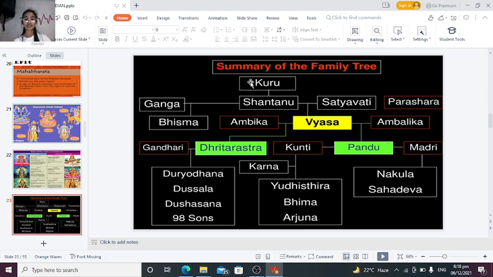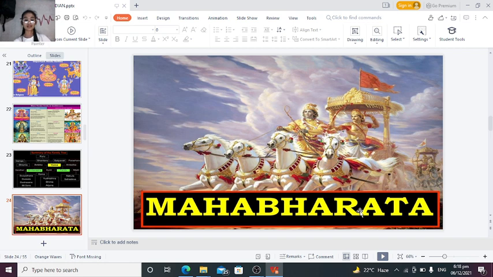Now, this is the summary of the family tree of the story Mahabharata. So we can understand this summary if we know or we read the story of the Mahabharata. Okay. Next. Now let us discuss the story of Mahabharata.